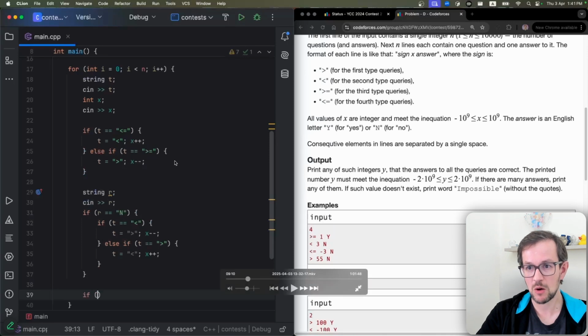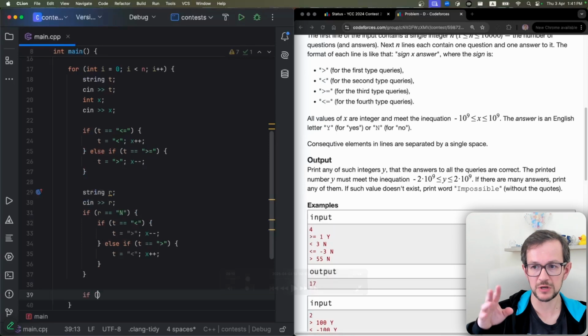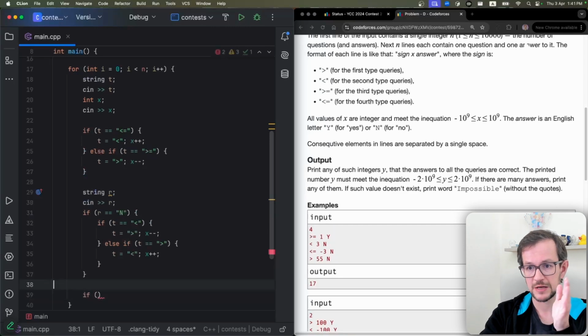So now I get rid of all non-important details. Now I have only constraints of type greater than x or less than x. And now I'm solving the problem. Solving the problem like this, I maintain the segment of all possible values. So my segment from L to R is the segment of all possible values.